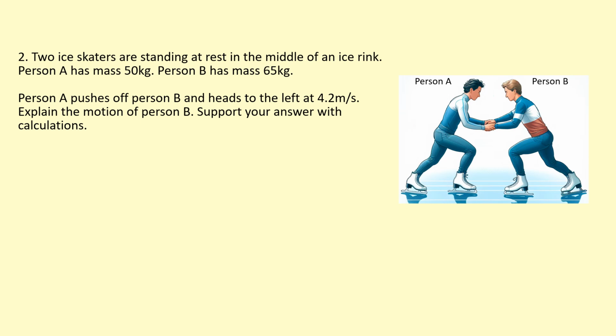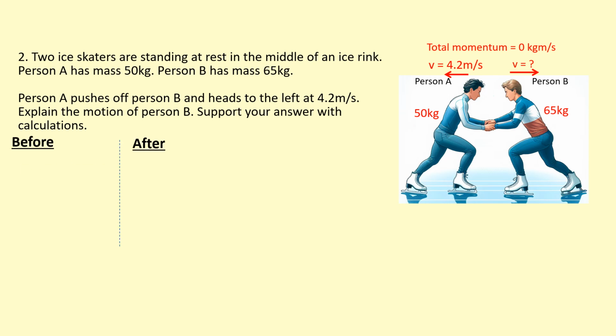So first of all, we're standing at rest in the center of the ice rink. So the total momentum at the beginning is equal to 0, and actually the total momentum afterward also needs to equal 0. They're going to push off each other, so let's label all the numbers and let's start with the calculations. Okay, so we know we're trying to find the velocity of person B, and what's going to happen to person B is what we are looking for. So before and after, total momentum before is 0, total momentum after needs to equal 0 as well.